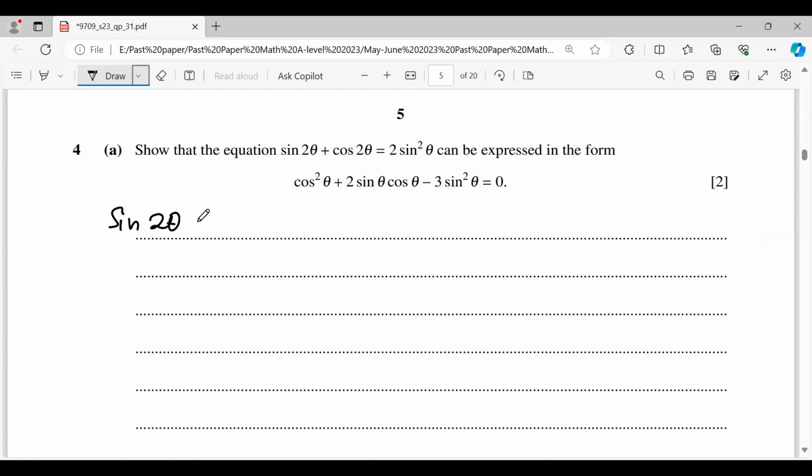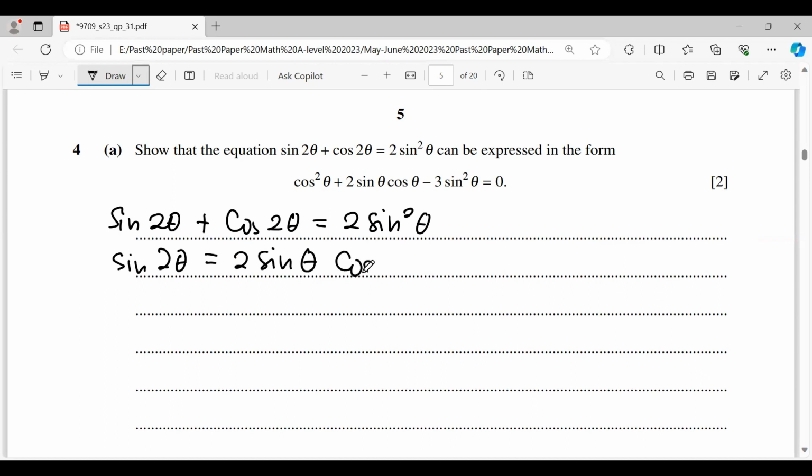Sine 2 theta plus cosine 2 theta equals 2 sine squared theta. Okay. Trigonometric identity of sine 2 theta is 2 sine theta cos theta. Okay, and then cosine 2 theta equals cosine squared theta minus sine squared theta.